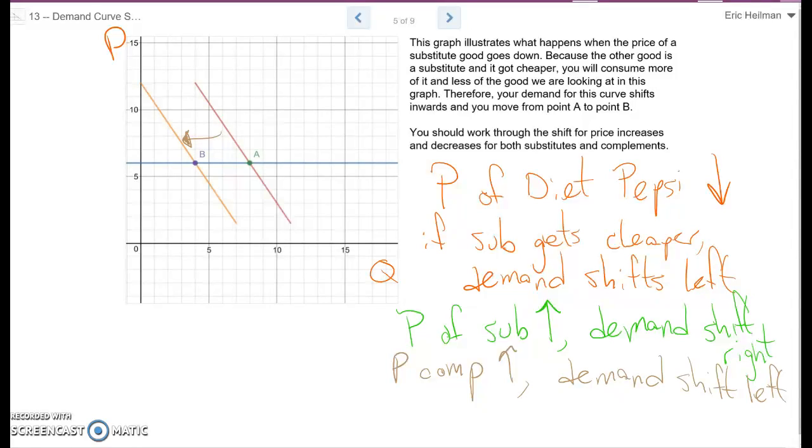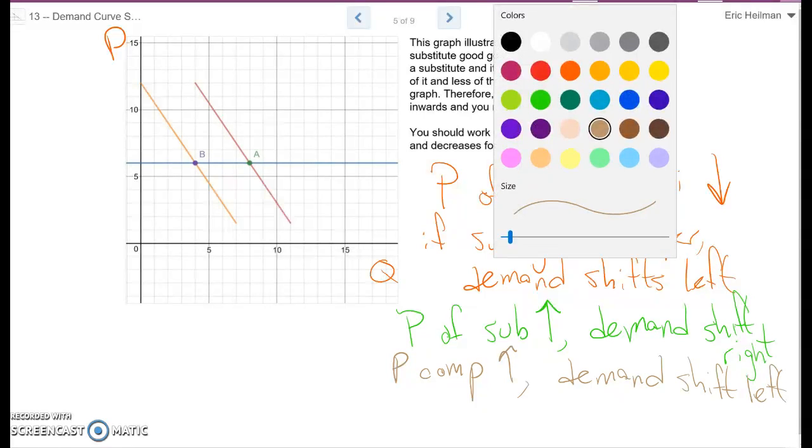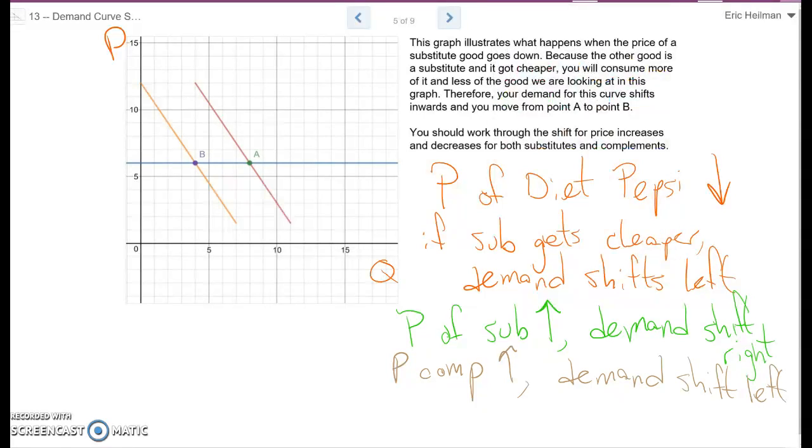And so lastly, the last combination is if the price of a complement goes down. If the price of a complementary good gets cheaper, that means I'm going to consume more of it. But because I always consume Diet Coke with that complement, I'm going to end up consuming more Diet Coke as well. So we're going to get another rightward shift.